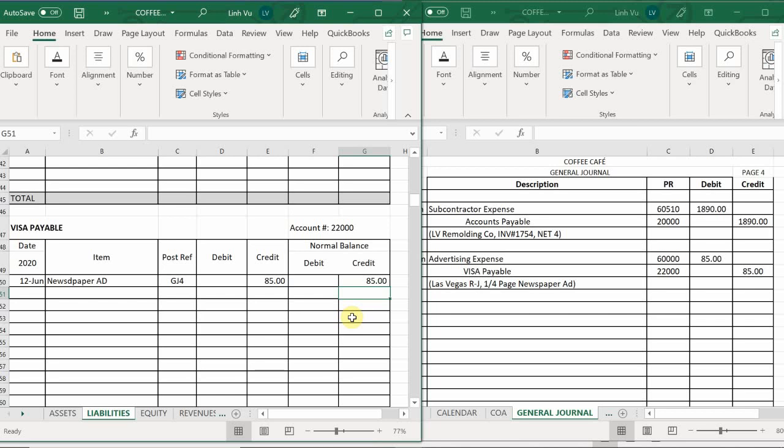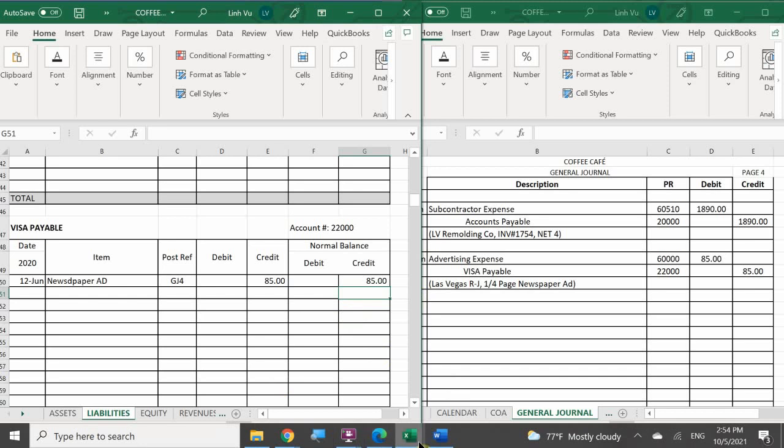Okay. All right, so you owe $85 for advertising expense. So I have advertising expense, and it updated my Visa payable account. So what is next? The subsidiary journal ledger. Yes, the subsidiary ledger is next.